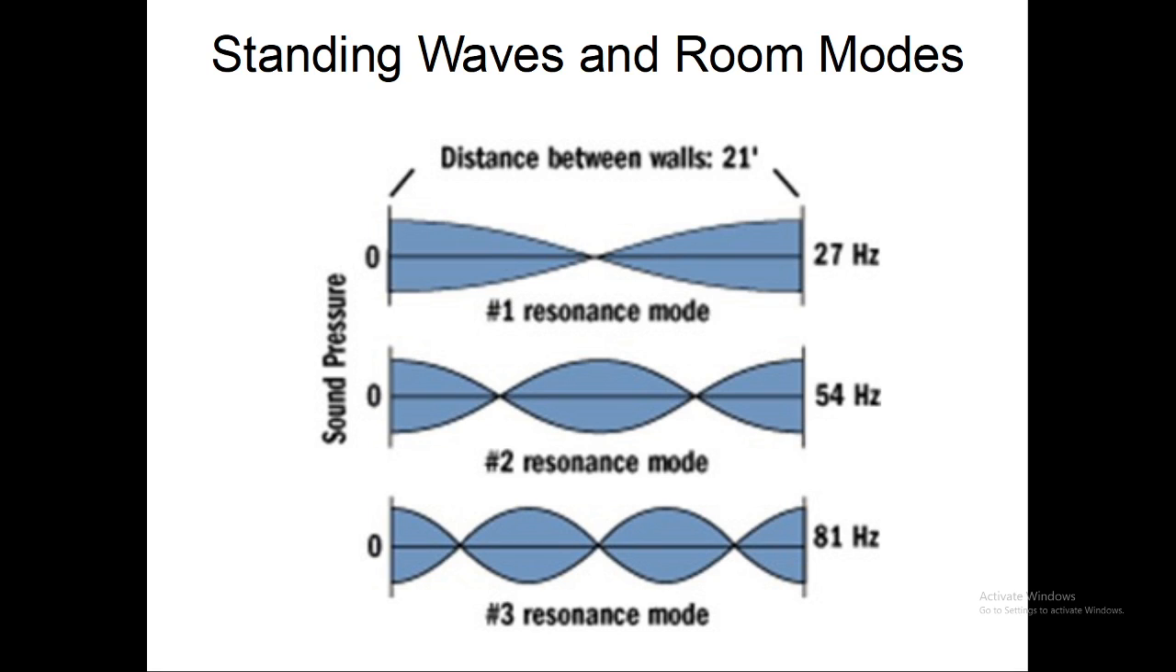So this is the worst picture I could find, but it also shows best what I'm saying. Here, the distance between the walls is 21 feet, which evidently fits 27 hertz exactly. So at 27 hertz, that's going to be the standing wave. And then the room modes are going to be the multiples above that. So at 54 hertz, you're going to have a problem. At 81 hertz, you're going to have a problem, and so on and so forth. So these directly affect the frequency response of a room.